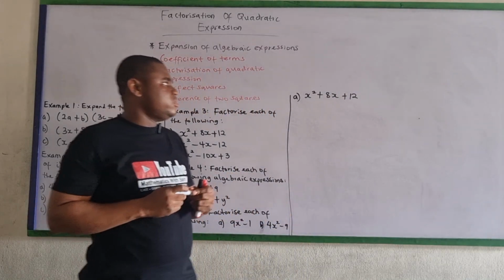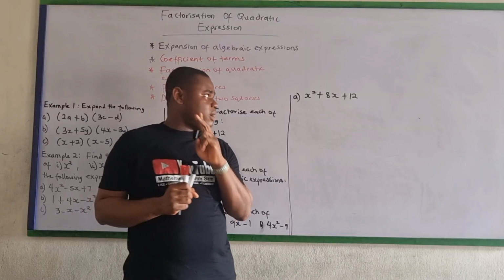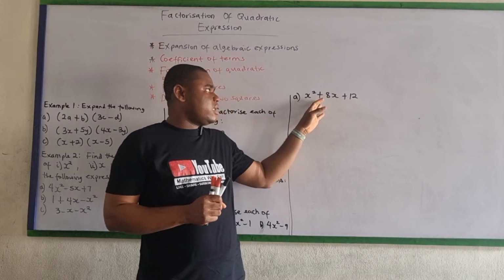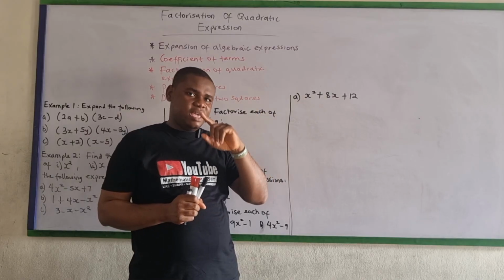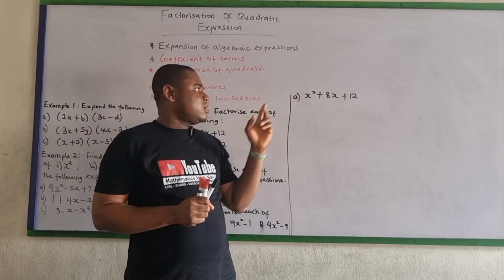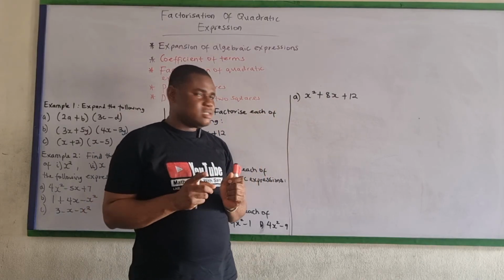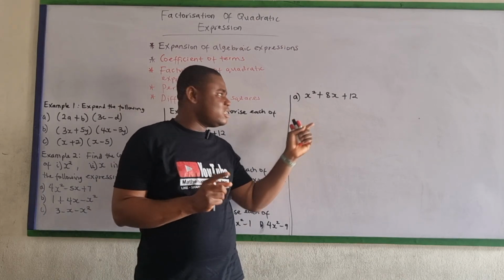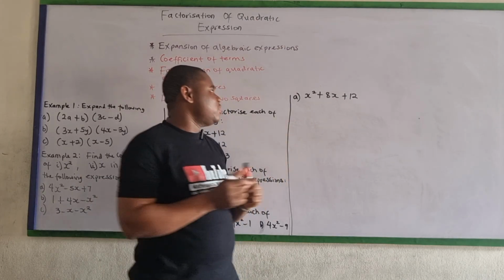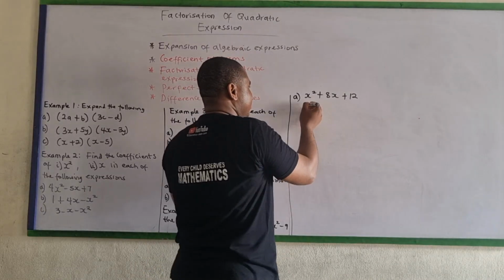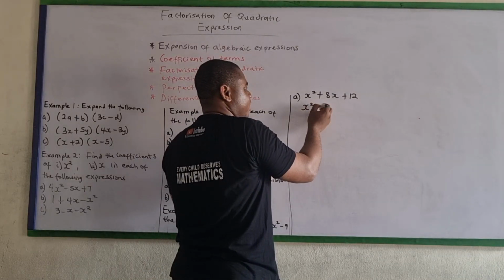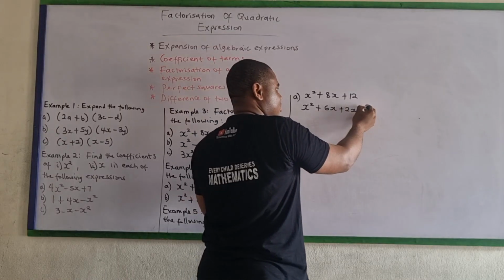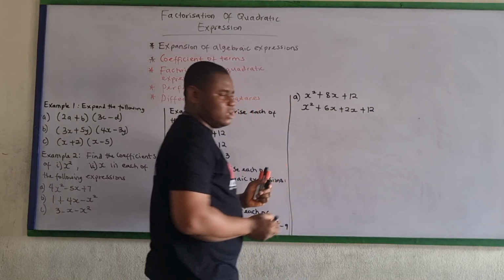So the basic thing I need to know is that I'm going to look for two numbers that if I multiply those two numbers gives me 12, and if I add those two numbers gives me 8. So those numbers will be 6 and 2, because 6 plus 2 gives me 8, and 6 times 2 gives me 12. So now all I need is x squared plus 6x plus 2x plus 12.